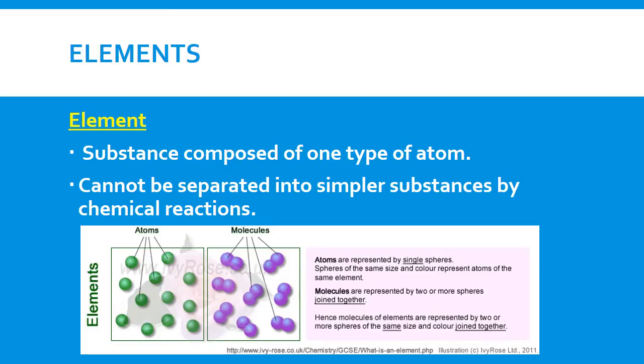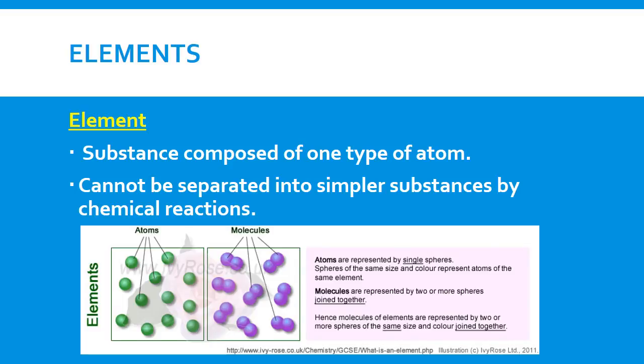An element is the simplest form of matter that has a unique set of properties and is composed of one type of atom, and they cannot be separated into simpler substances by chemical reactions. Now in this diagram here we have atoms of the same type, so these make up an element. We also have atoms of the same type making up a molecule. But since the atoms are of the same type, even these molecules are considered elements, even though the atoms are chemically combined. So once they're atoms of the same type, then it's considered an element.